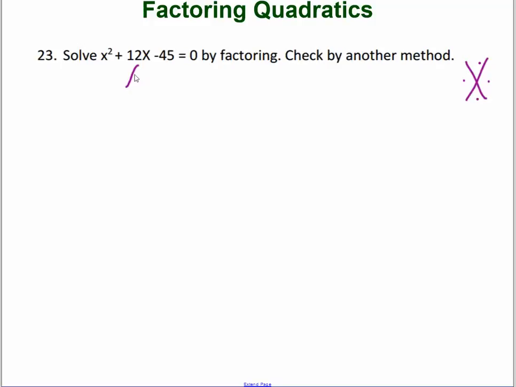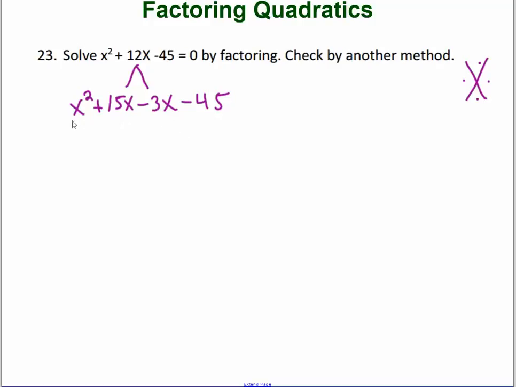So we're going to take this 12x and divide it into two terms. They have to add up to 12x. Now factors of 45 are like 15 and 3, so we're going to use that. So I'm going to call this 15x. That means this has to be a negative 3x. We'll go ahead and put our negative 45 here, and our x squared, of course, in the front.